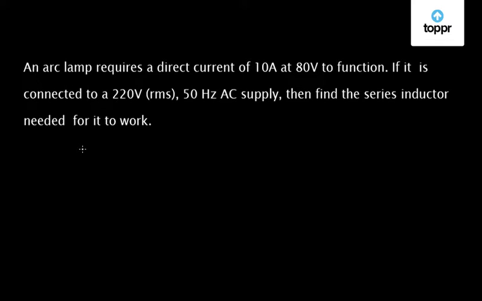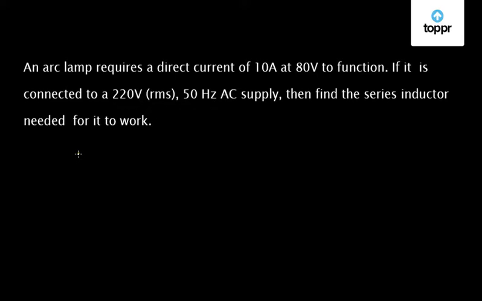Let us discuss a problem on AC circuits which came in JEE Mains 2016. So here's the question. An arc lamp requires a direct current of 10 ampere at 80 volt to function. If it is connected to a 220 volt RMS 50 Hz AC supply, then find the series inductor needed for it to work. So let us try to solve this problem.